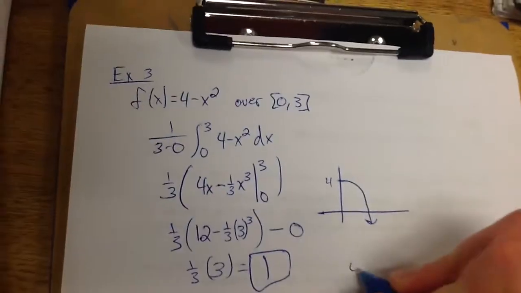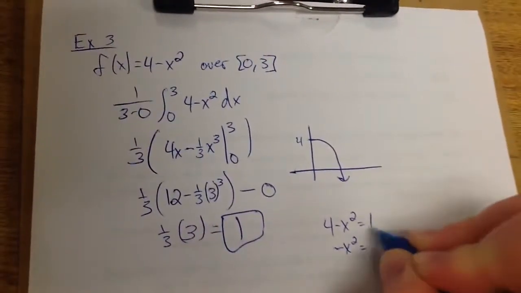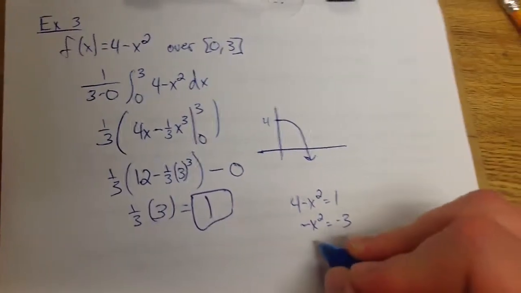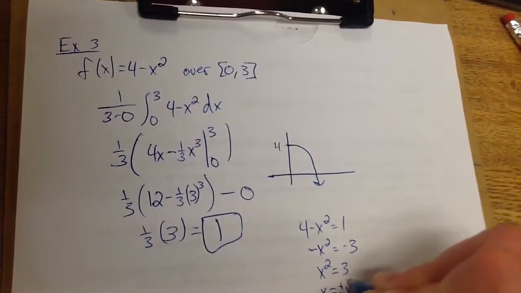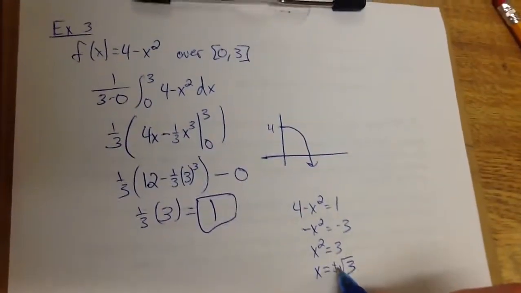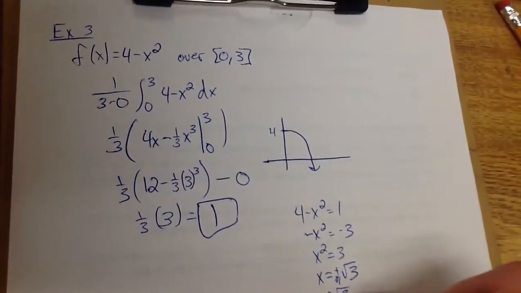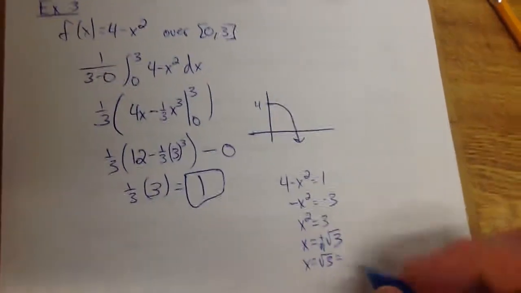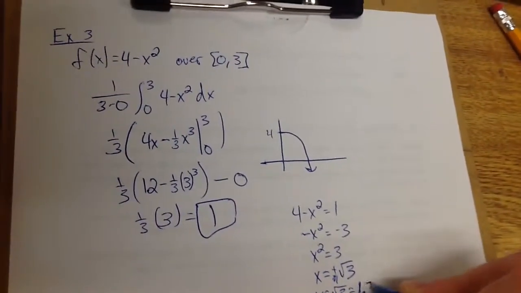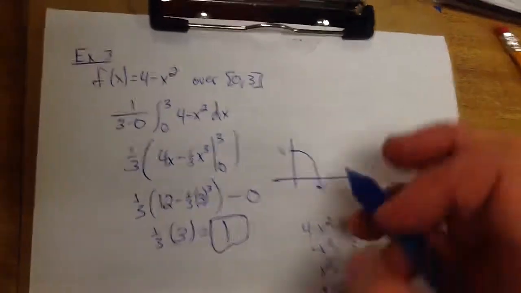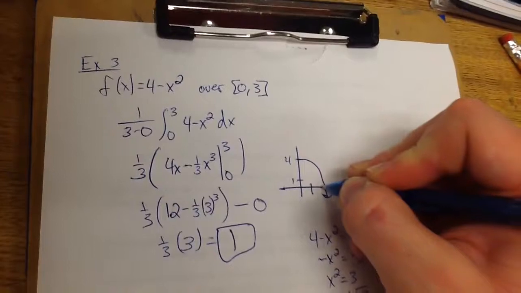So we could check 4 minus x squared equals 1. Subtract 4, negative x squared equals negative 3. Divide by negative 1, x squared equals 3. Square root it, so x equals plus or minus square root of 3. Is that in there? Well, not the negative one, but x equals the square root of 3. That's like 1 point something. Who cares? It is in that interval, so the function will hit 1 at 1 point something.